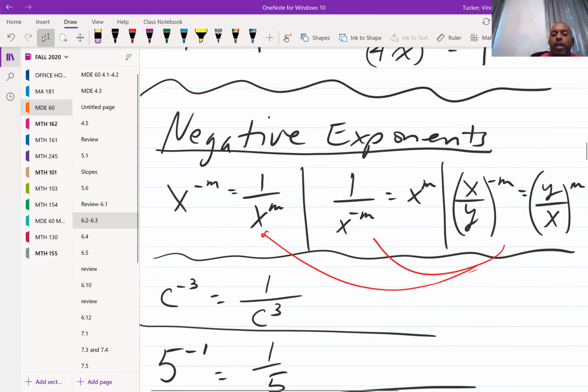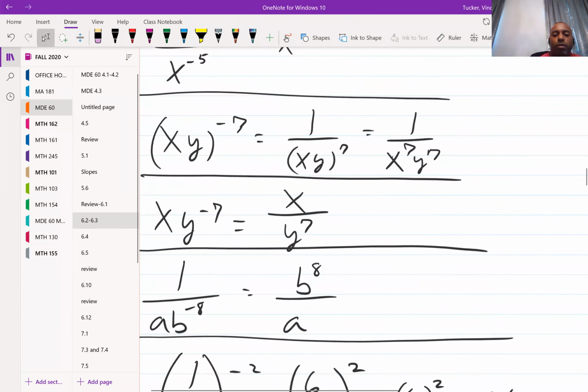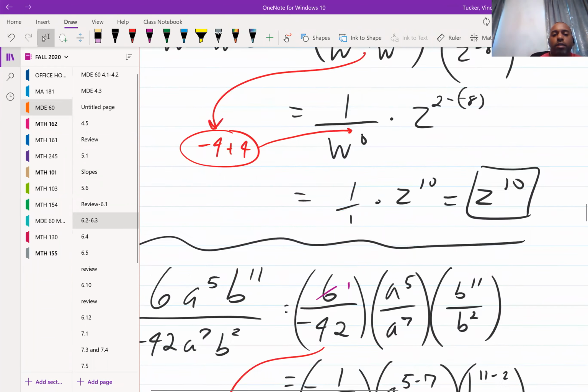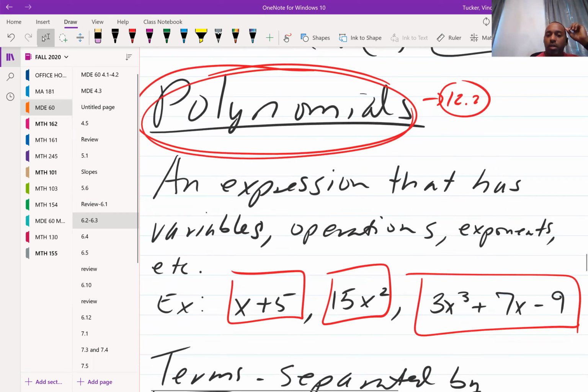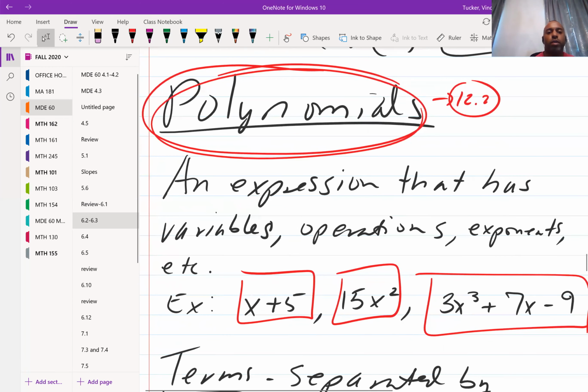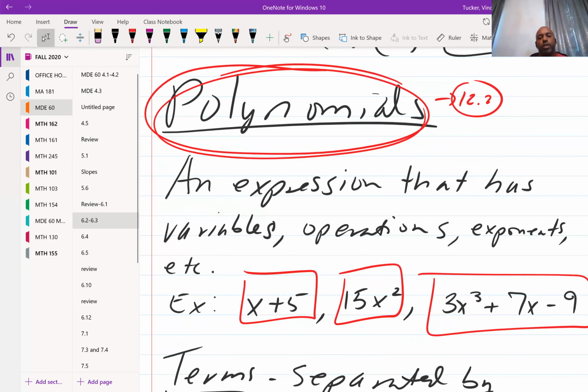All right, so we're not going to do negative exponents yet. That is going to be 12.5 for you guys. This book breaks it up, so we'll come back to it. But here we can at least do 12.2, which is just adding and subtracting polynomials. Yours is called adding and subtracting polynomials.